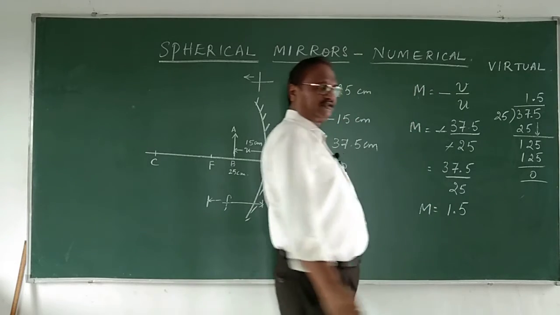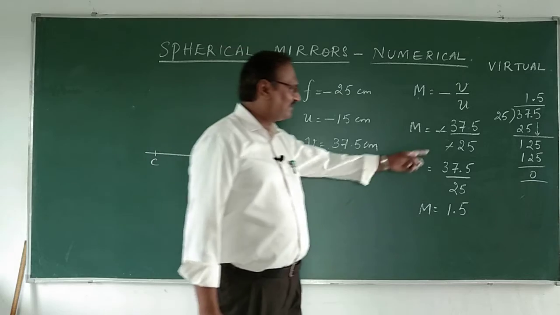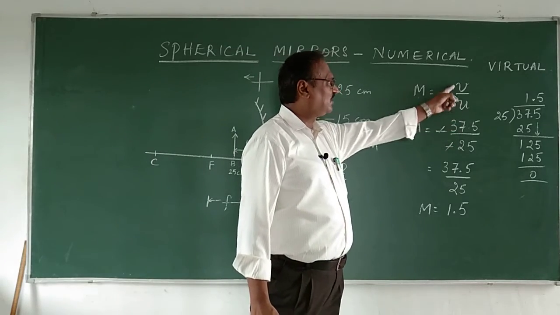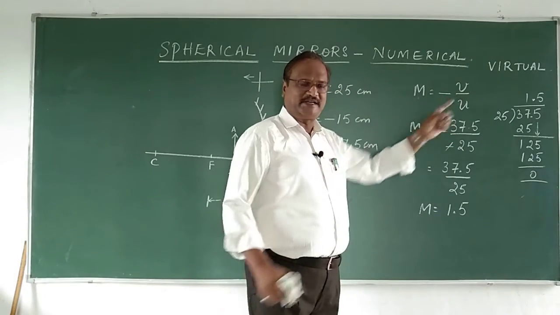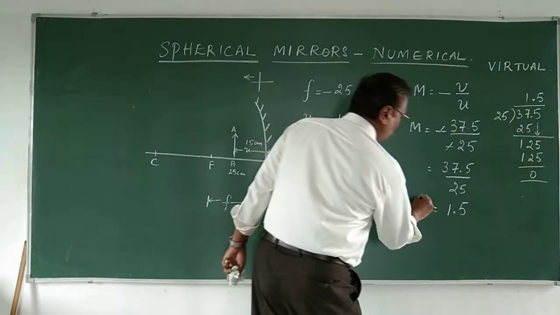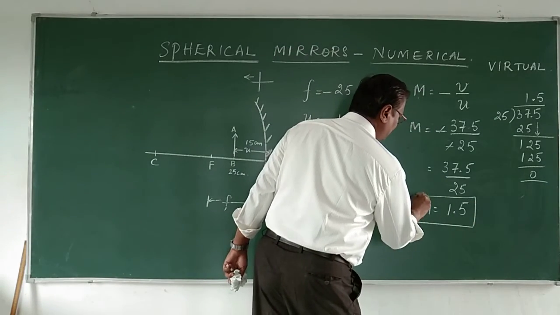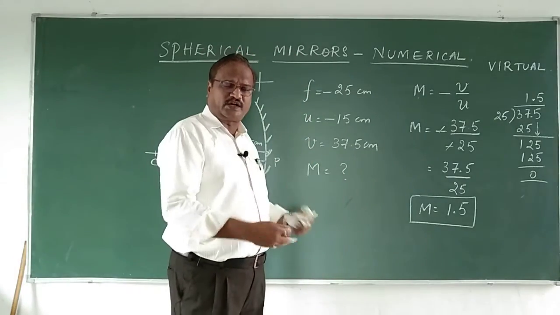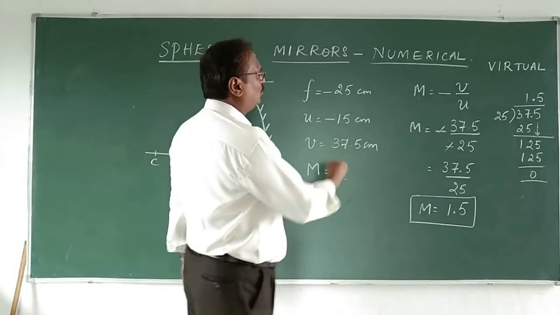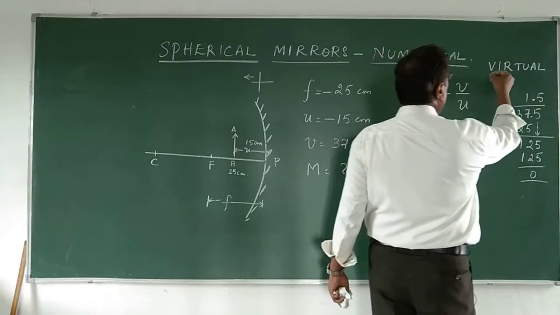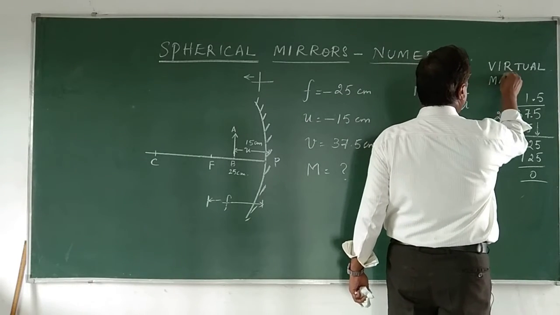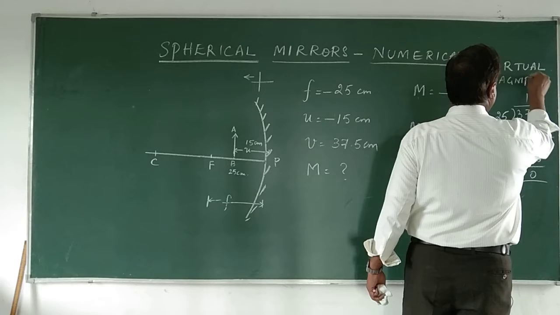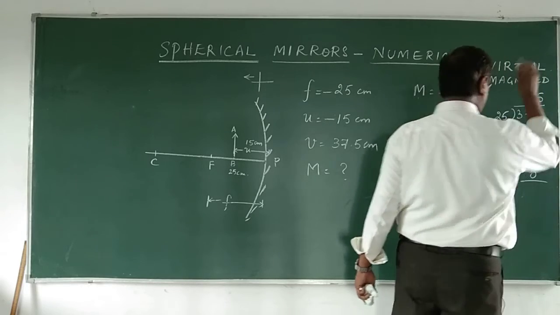And what is the unit? No unit, because it is a ratio between two similar quantities. Centimeter and centimeter will cancel. So the magnification is 1.5. That means it is increased 1.5 times. So it is virtual and it is magnified. I got these two factors.